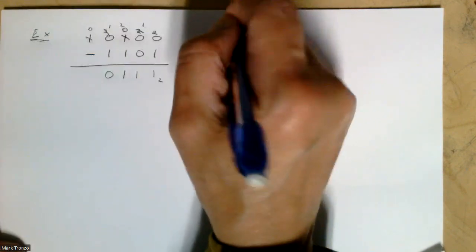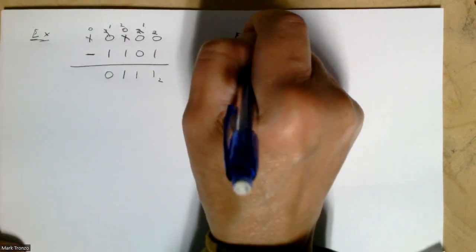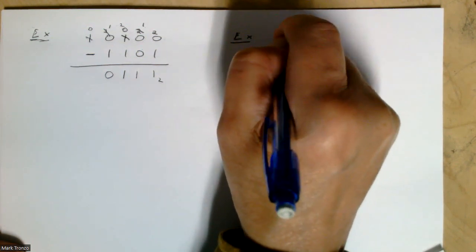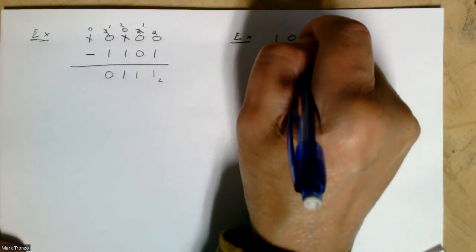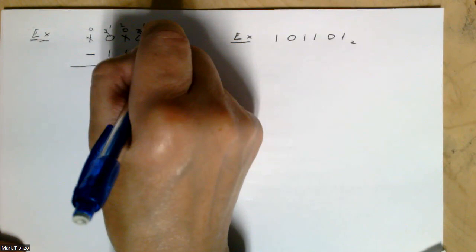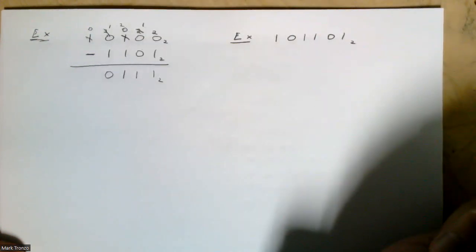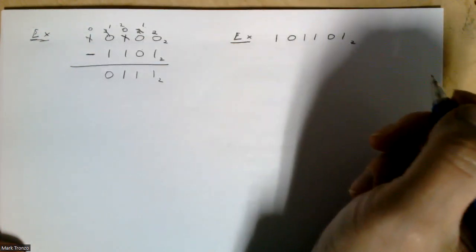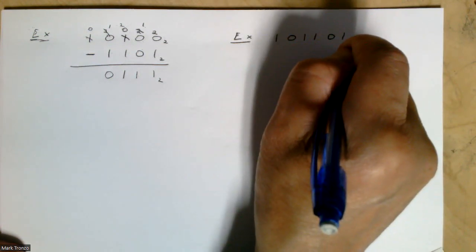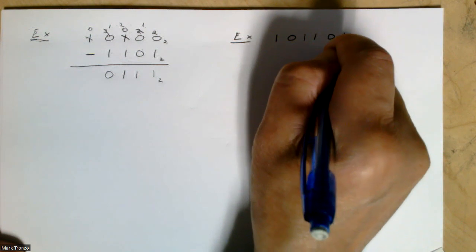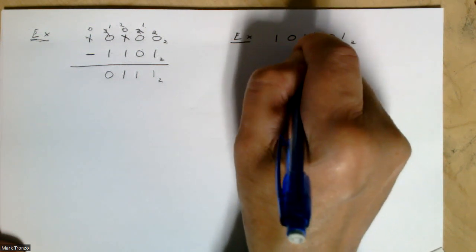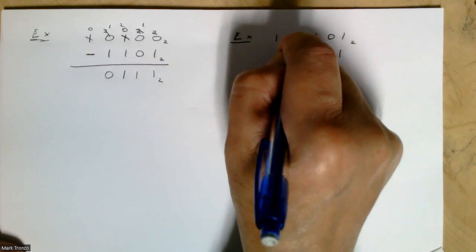And let's do another one. Let's do 1, 0, 1, 1, 0, 1. Again, these are all base 2. I should be putting a little 2 down here. And subtract from that 1, 1, 0, 0, 1.